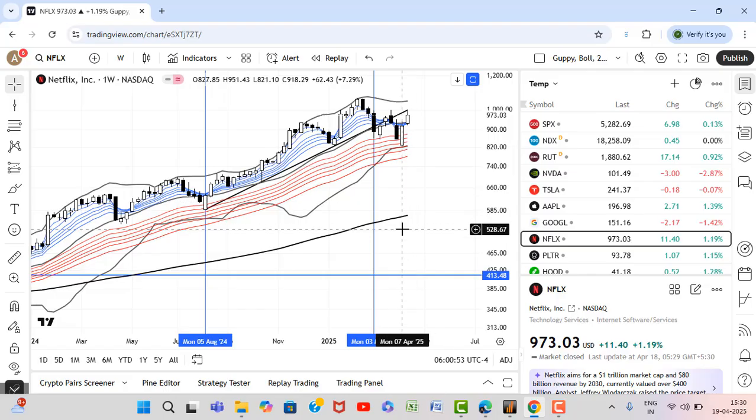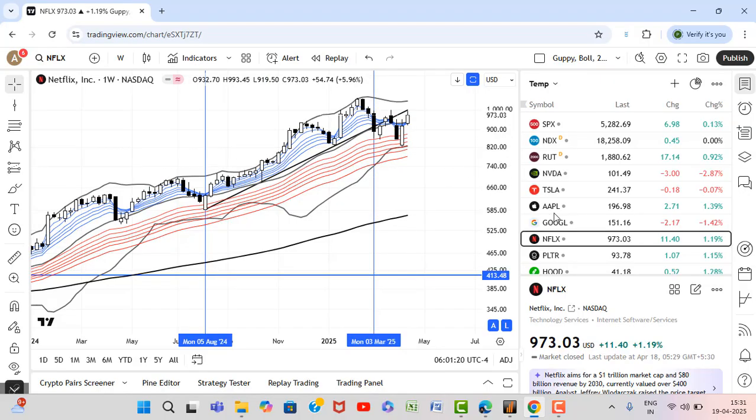Also, in this case, Netflix is a better chart than most of the other charts, which have fared badly in the current meltdown in March and April. So this is fairly a better chart. Blues have just crossed over and are still bouncing, and reds are also only going upwards.